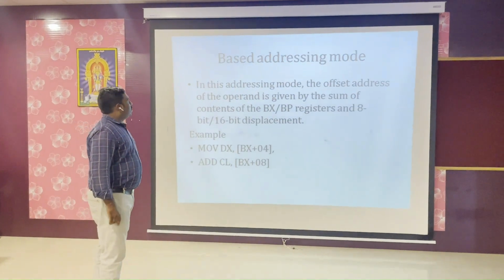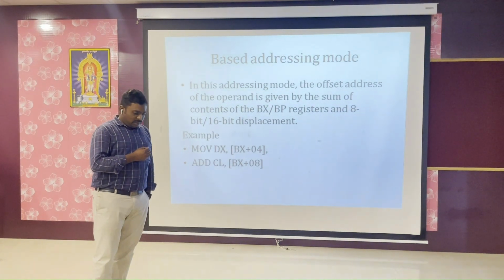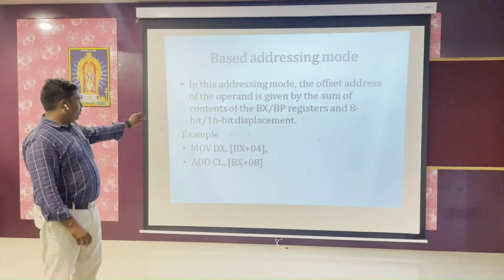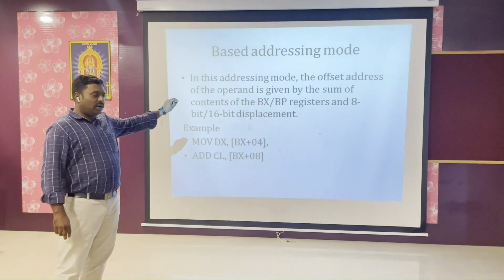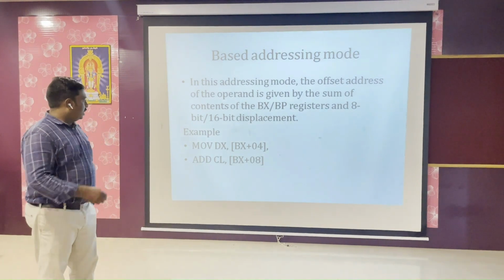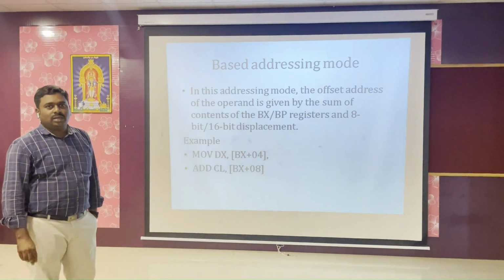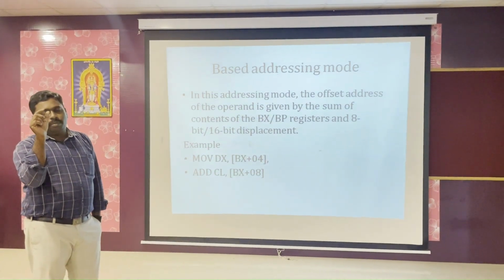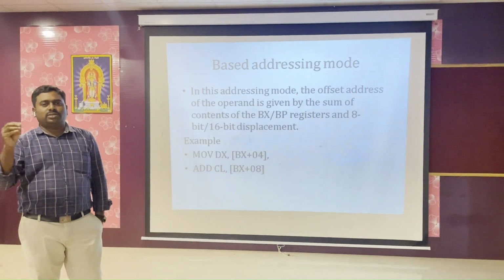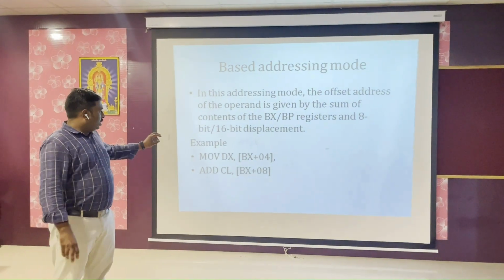Next, base addressing mode. Here, the offset address of the operand is given by the sum of the contents of BX or BP register and an 8 or 16-bit displacement. Let us see, MOV BX, [BX plus 04], which means the address of BX plus 4 displacement. For example, take 1234H plus 04. If we add together, we may get one offset address.